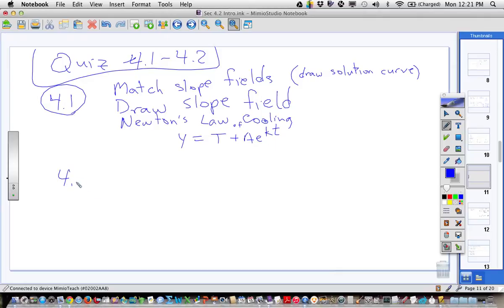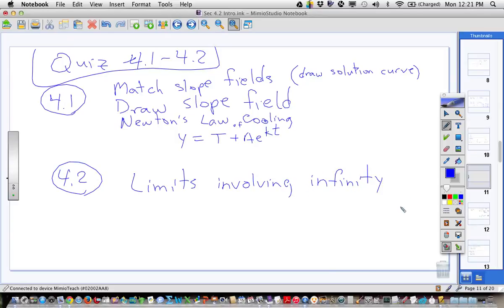Okay, today and tomorrow we're going to be talking about this. Limits involving infinity. So we're going to be talking a lot about the idea of infinity next few days. And tomorrow we're going to talk about something called L'Hopital's rule.